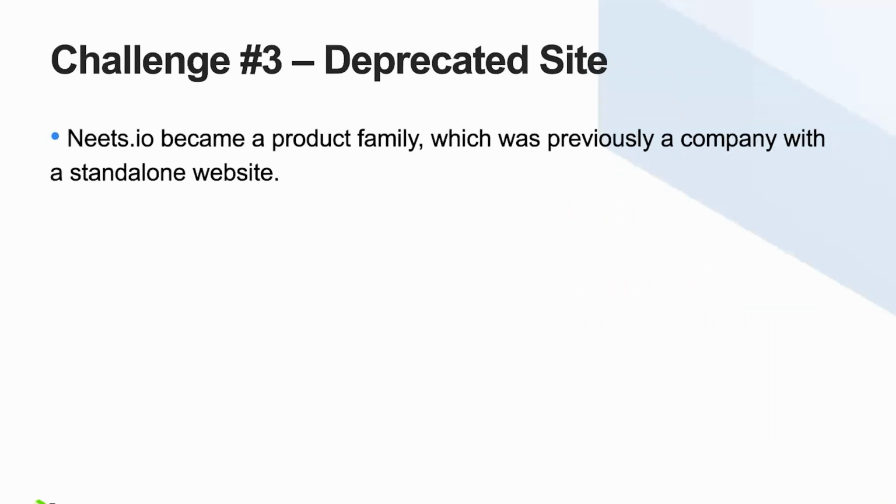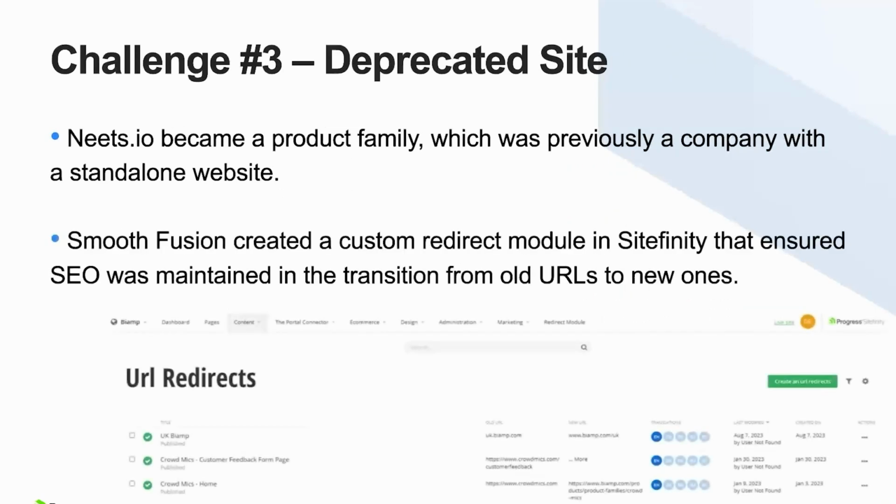Another company that they had acquired is Neats.io. CrowdMics was a product company. They had essentially one or two products that worked together, and so it's a very small site focused specifically on these two things. Well, Neats.io was essentially a competitor of sorts with Biamp, and they had acquired them. But with the acquisition, they decided that Neats would become a product family immediately rather than continuing to live on as its own website.